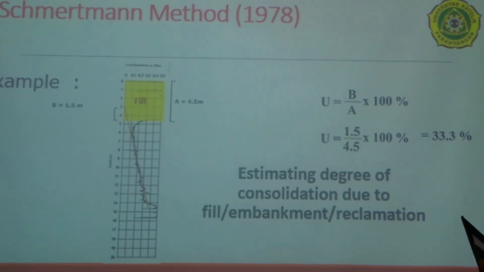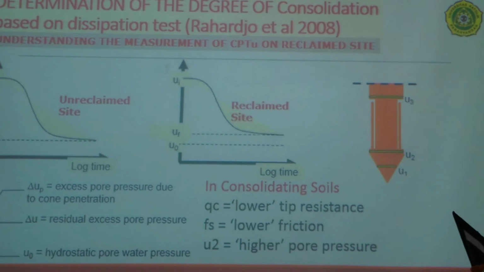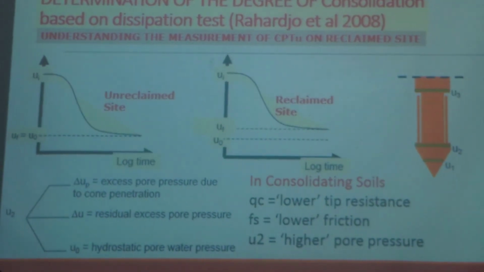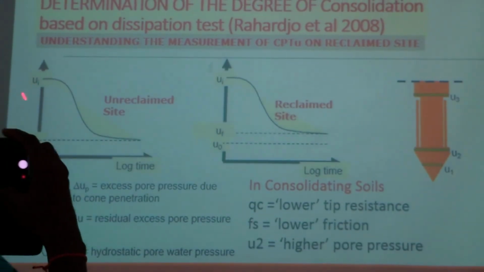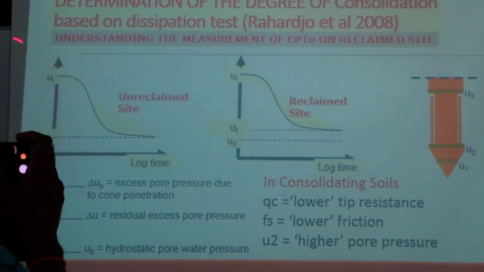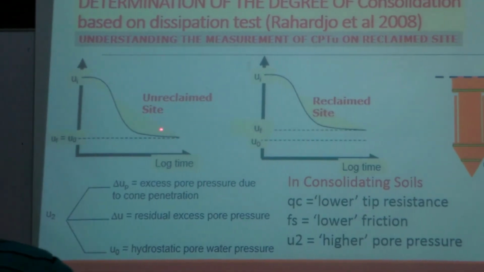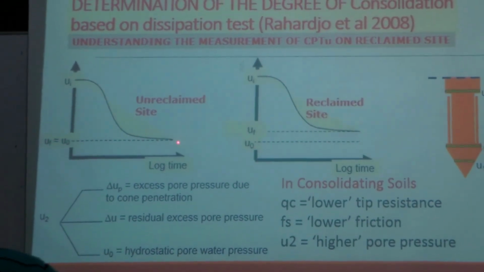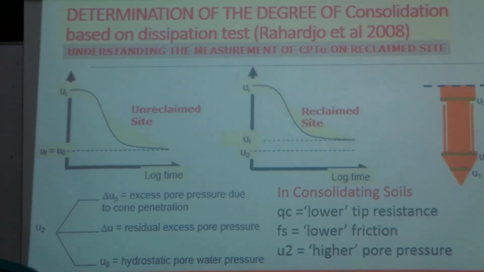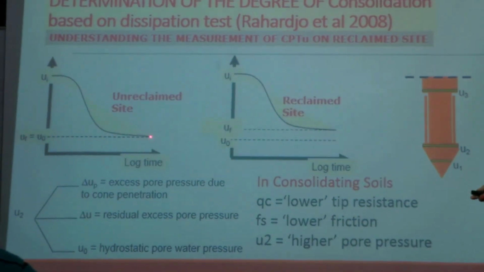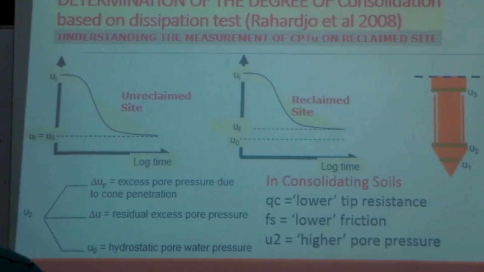We can do it with the SmartMan method. This is the method that I proposed in 2008. What I did was, we did the dissipation test. So that is the previous U, and then we end up with the U sub F. That U sub F, final compression, must be the same as U sub 0. If you do the dissipation until the end, it should be the same.